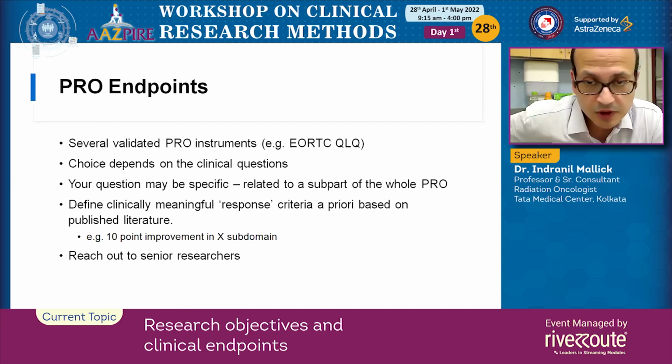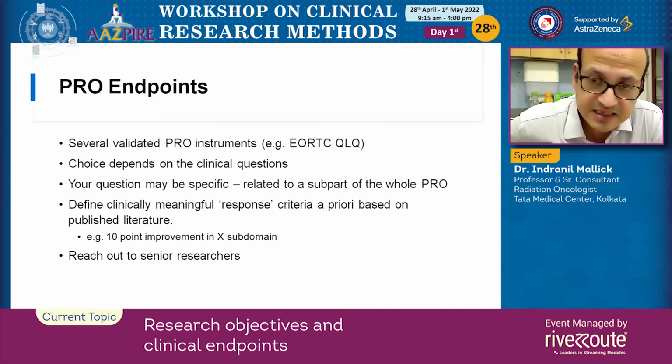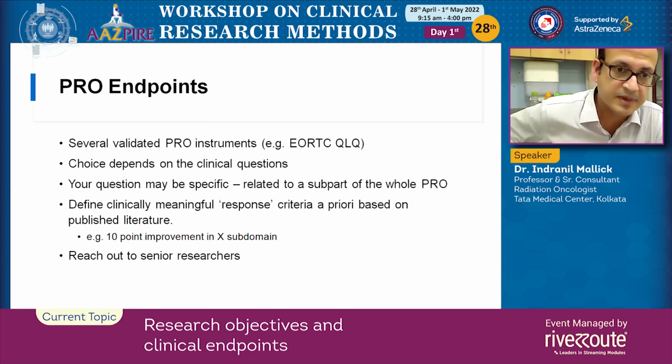Finally, we come to patient-reported outcome endpoints. It's important to choose validated PRO instruments, for example, the EORTC quality of life questionnaires. The choice of what instruments to use depends on the clinical questions. And your question can only be answered if it is covered in the PRO. So you cannot answer certain questions on clinical endpoints or patient-focused endpoints if it is not covered in the instrument that you're using to measure the patient-reported outcome.